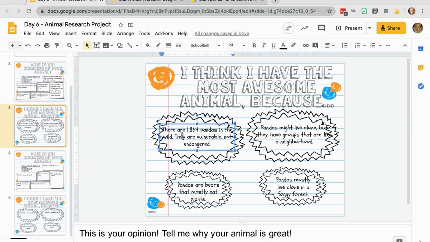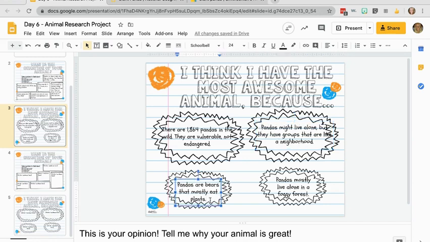So in my first box, I'm going to highlight it and I'm going to say, there are 1,864 pandas in the wild. They are vulnerable, not endangered. I think most people think pandas are endangered, but they're vulnerable, not endangered. There's a big difference there. All right, and then I'm going to click on my next box. I'm going to say, pandas might live alone, but they have groups that are like a neighborhood. So we read about that.